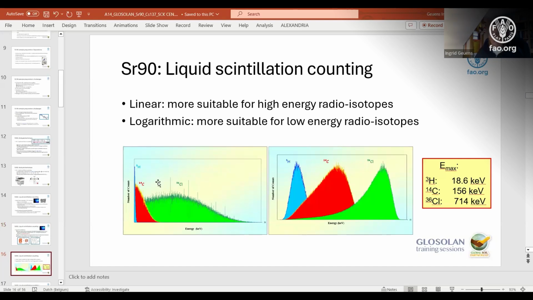These are typical liquid scintillation spectra. They can be produced, of course, in linear or logarithmic scale. So it's always the number of counts detected versus the energy. The linear scale is mostly used for high energy radioisotopes. The logarithmic scale is more suitable for low energy radioisotopes. And as you can see here, for tritium, carbon-14 and chlorine-36, we have specific maximum energies that are typical for those radionuclides.